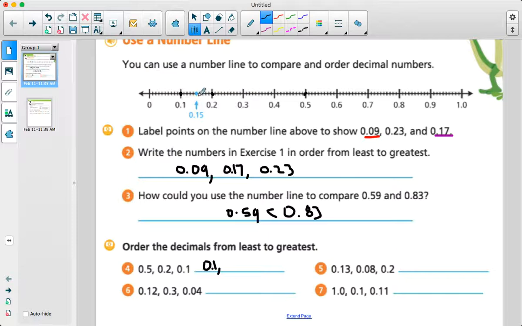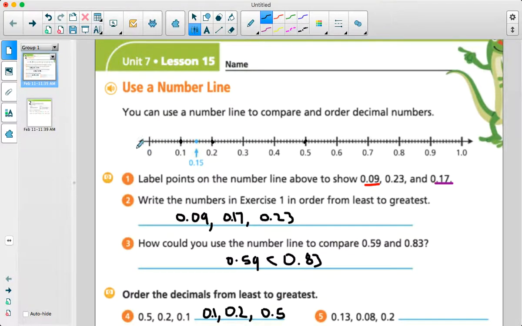The next smallest one would be the 2 tenths. And then my greatest would be my 5 tenths. So you can see that you can easily plot points on your number lines and use them to compare them or to order them from smallest to greatest.